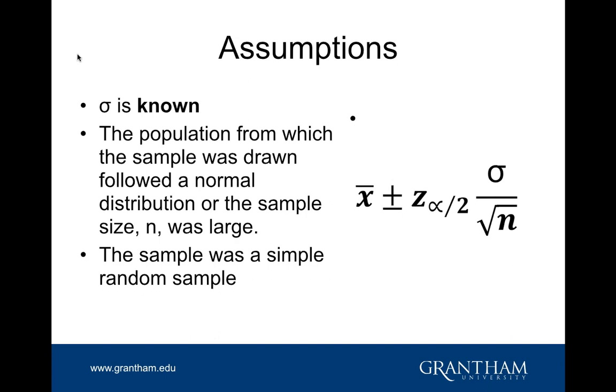What do we see here? This is equal to x bar plus or minus z alpha over 2 times sigma over the square root of n. Now, what do all of these things stand for? We're going to talk about what they stand for in a minute. Before we do that, though, we're going to see how we can verify that a particular problem meets the assumptions that are shown on the screen.